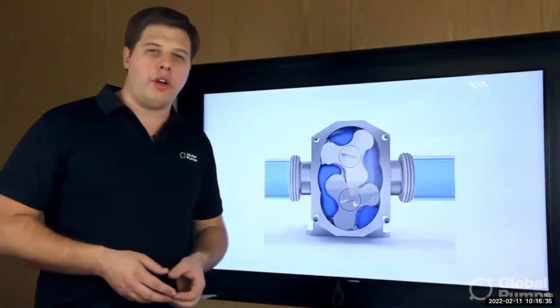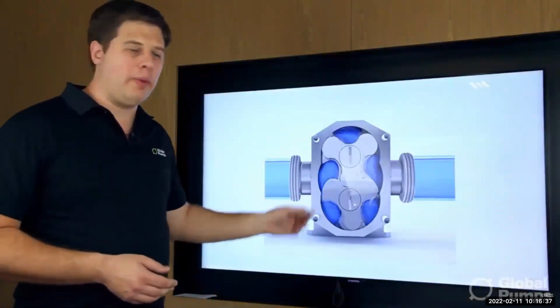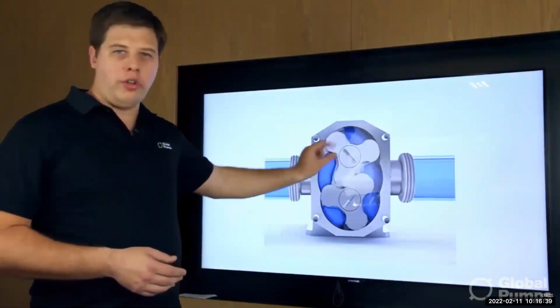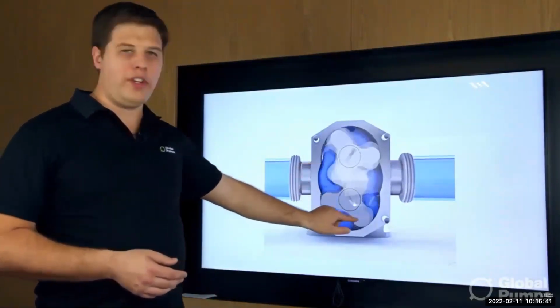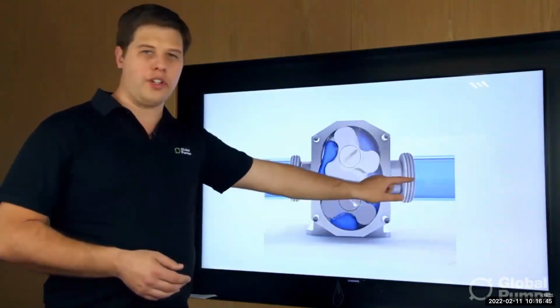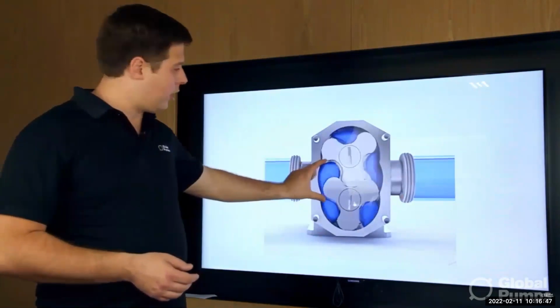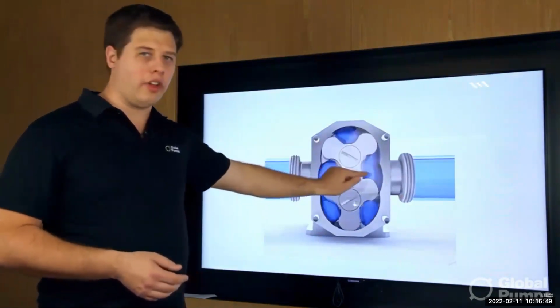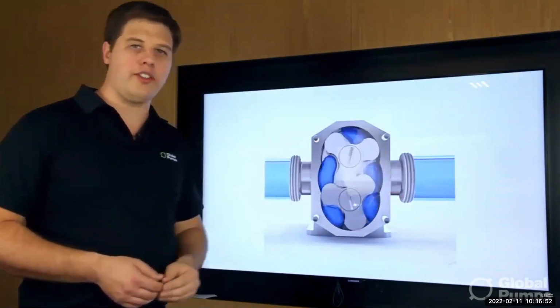Another rotary style positive displacement pump is this lobe pump. So you've got two lobes which create a cavity, and it transfers the liquid through to the discharge. So it will separate the liquid here, go around here and out the discharge.